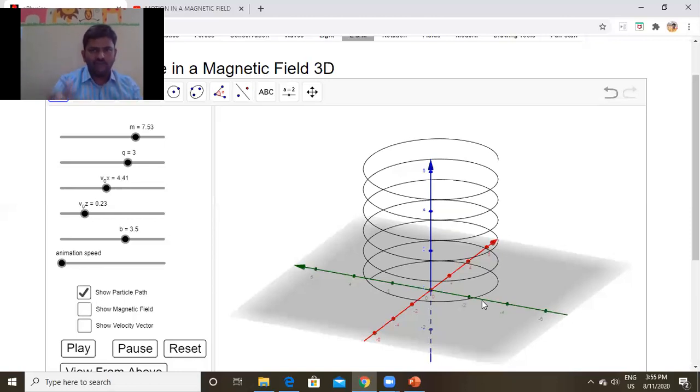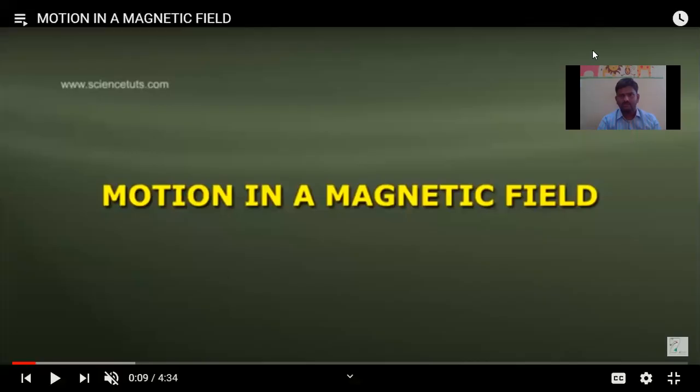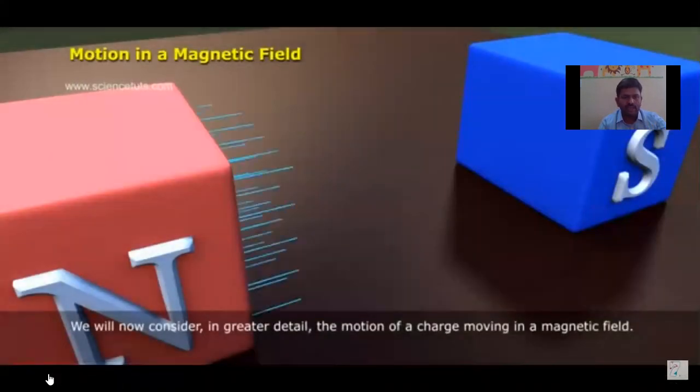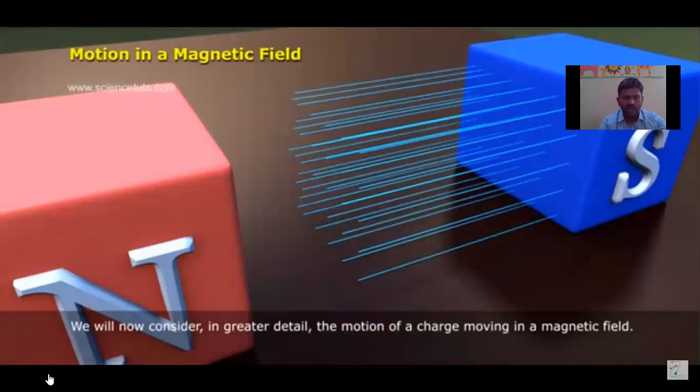I would like to show a video regarding how this is happening, how the force is established perpendicular to the motion of the charge. We will see that. I am showing this video from YouTube. I'll give this YouTube video link in the description. You can follow there also.